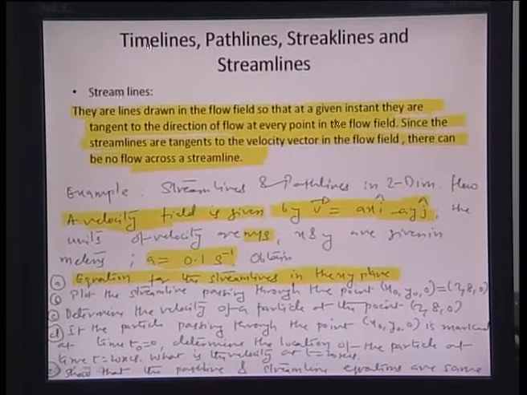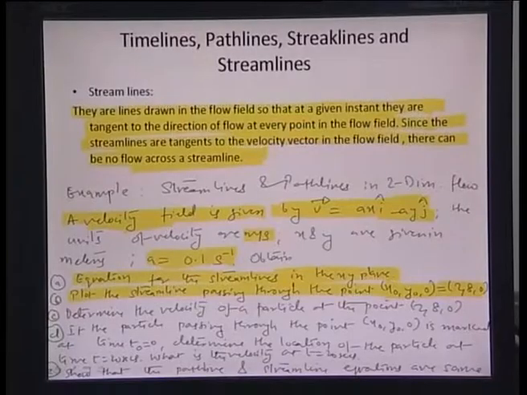We want to obtain the equation for streamlines in this particular case in the xy plane. So basically, the velocity field is given by v vector = ax i minus ay j, where i cap and j cap are the unit vectors in the x and y direction, and A has the units of second inverse. A is given as 0.1 second inverse, x and y are the xy coordinates, and the velocity v is in meters per second. So, the first problem here is to find the equation for streamlines in the xy plane.